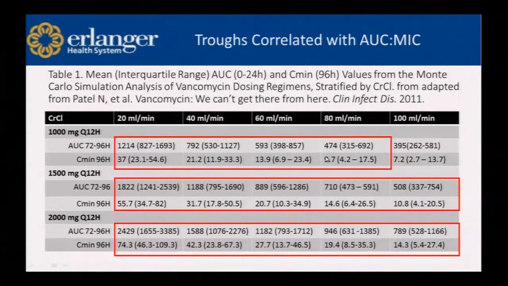So you can see here, using this dosing regimen in a patient with relatively good renal function at 80 mL a minute, you get an AUC of 474, and the trough that correlates with that is 9.7.